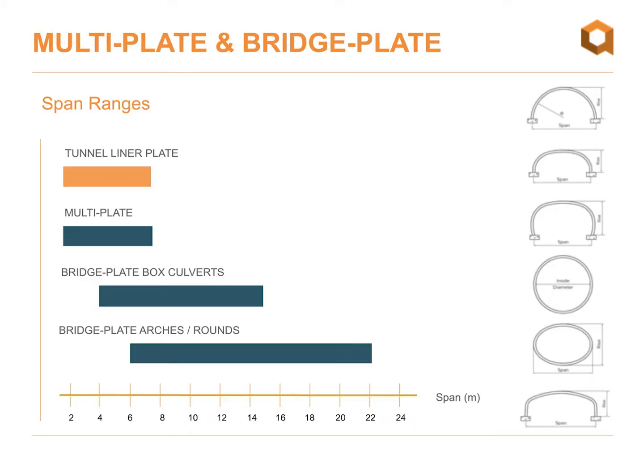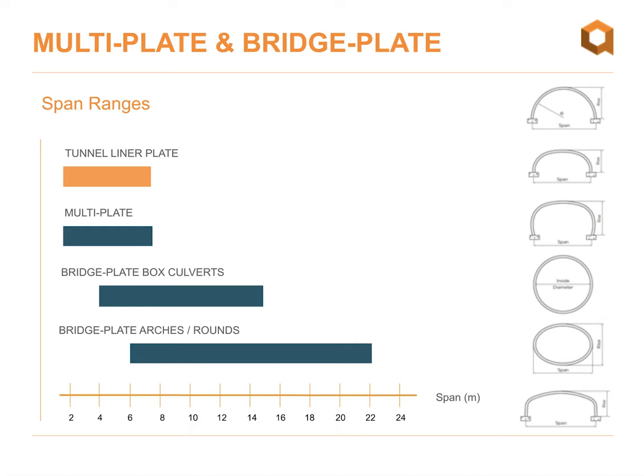So next I'll talk about multi-plate and bridge plate, again in reline applications. So we've talked about tunnel liner plate. I mentioned that our maximum span in terms of a structural reline is about 6 or 7 meters. The same goes for multi-plate. We have essentially the same depth of corrugation, so the same strength and stiffness properties.